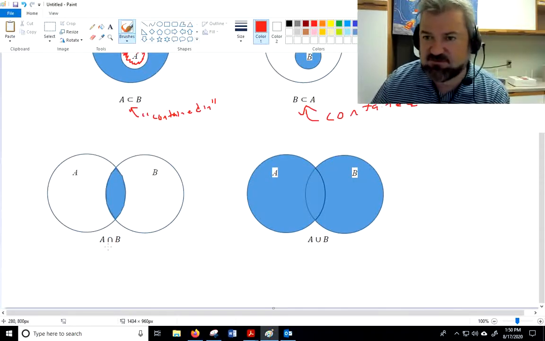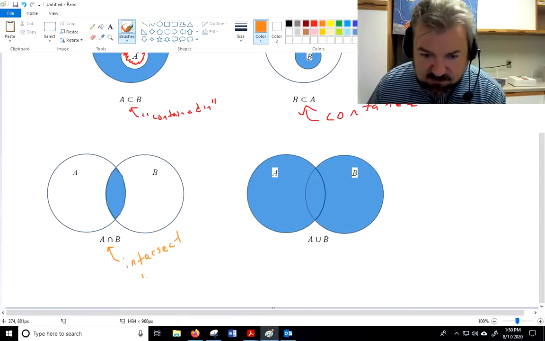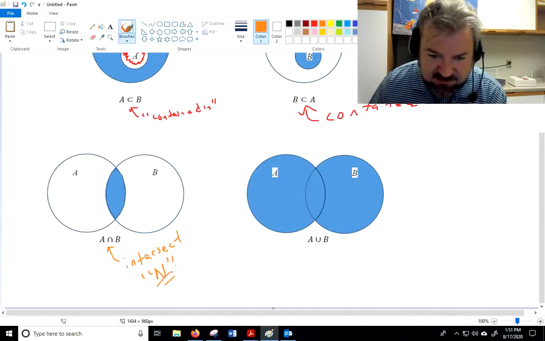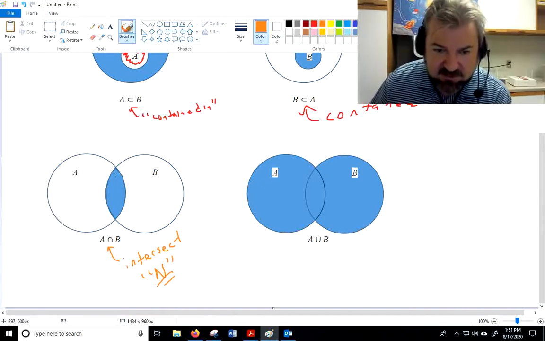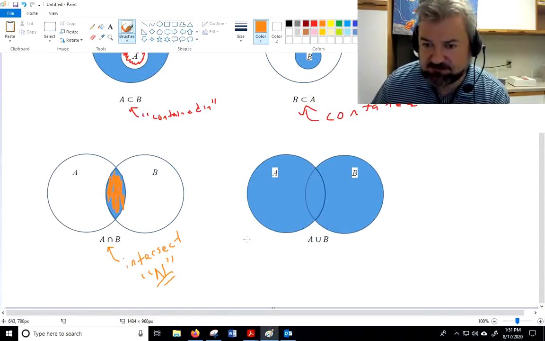All right, let's take a look at this one. This is the same symbol, but now it's pointing upside down, and it is read intersect. They use this symbol because intersect sounds like it begins with the letter N. You see how that's an upside down, kind of lowercase n. A intersect B is all of the members that are in both A and B at the same time, where their Venn diagrams intersect.